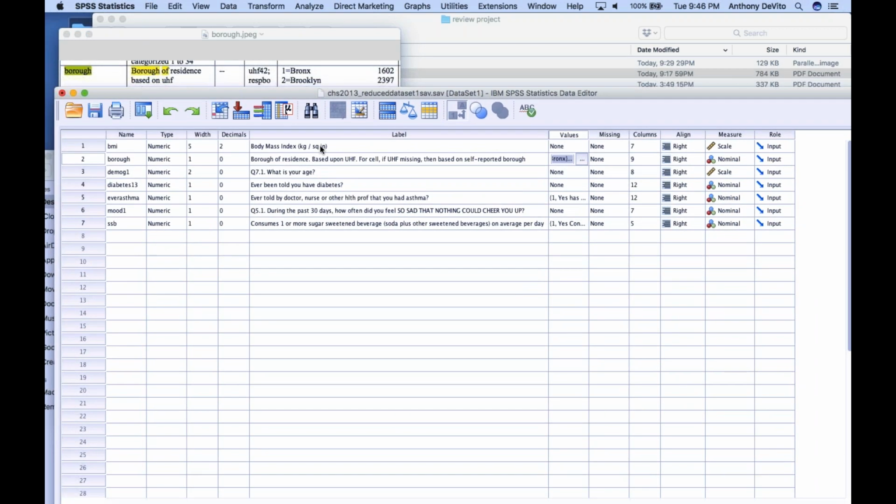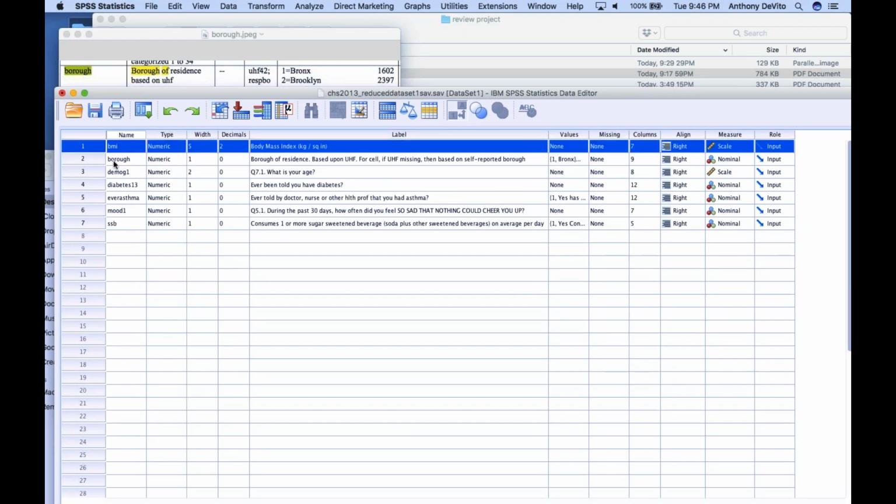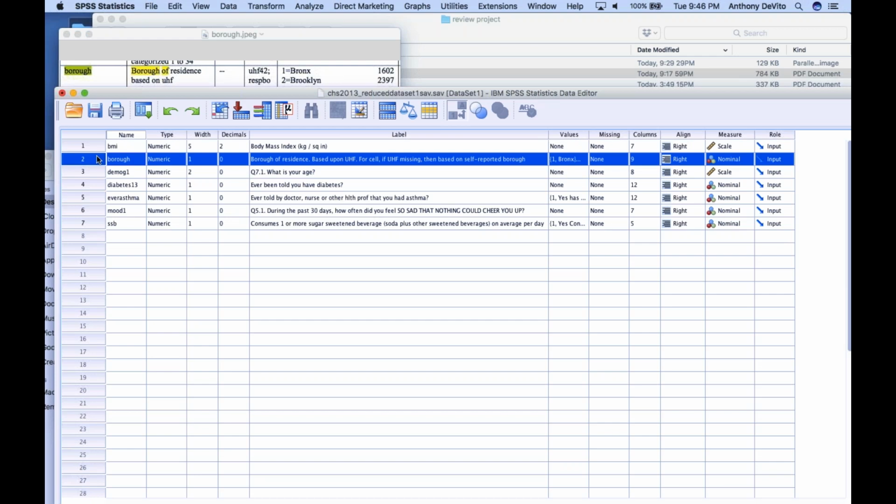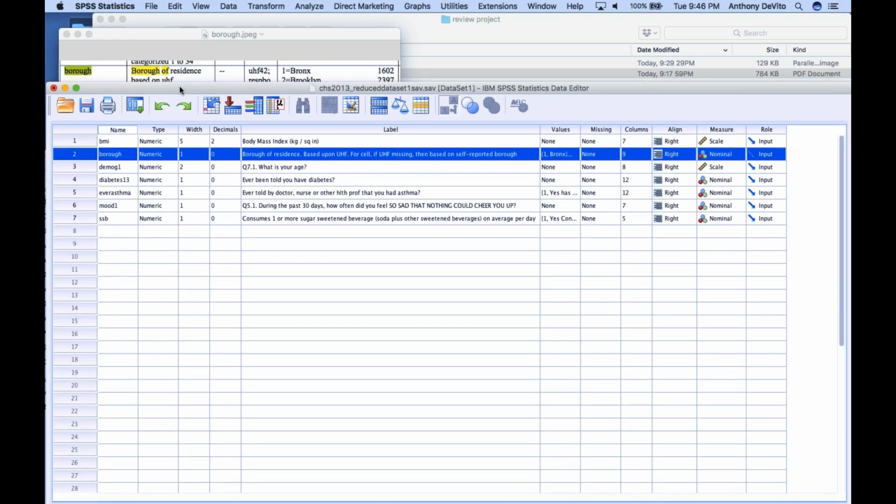So now I want to know, for instance, whether there's a difference in the body mass index for people that have residence in the different boroughs. In other words, where are the skinny people? Where are the fat people? Are they in Brooklyn? Are they in Queens? Are they wherever? Okay, so let's give this a try.